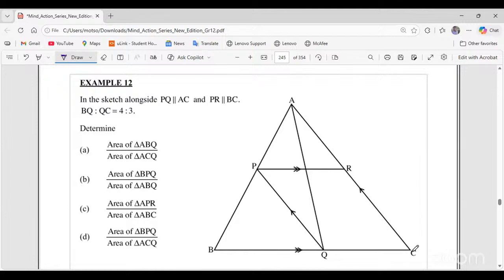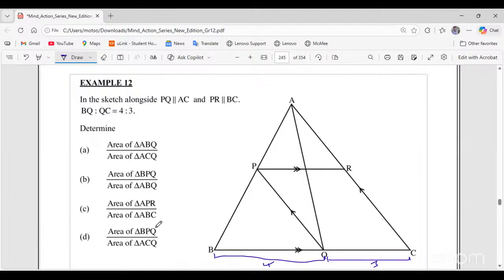If the proportionality theorem applies, then we definitely can use the ratio that we are given there and play it around the sides of this triangle and work out something. So the ratio that we are given is for this side. BQ is something like 4, and QC is something like 3.